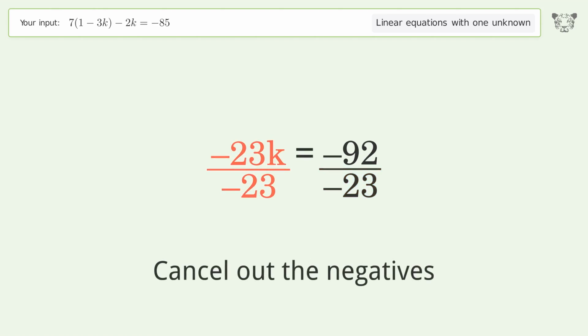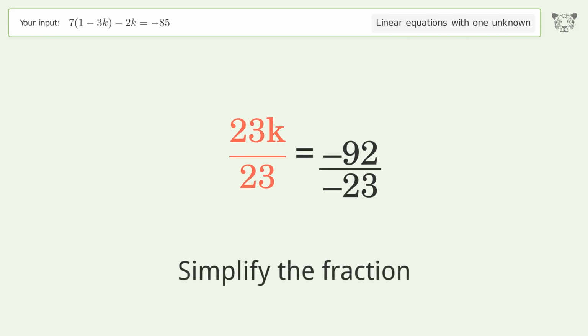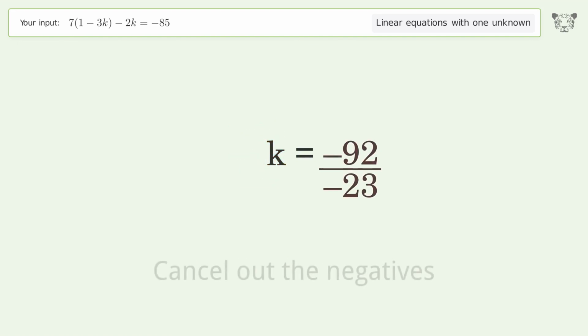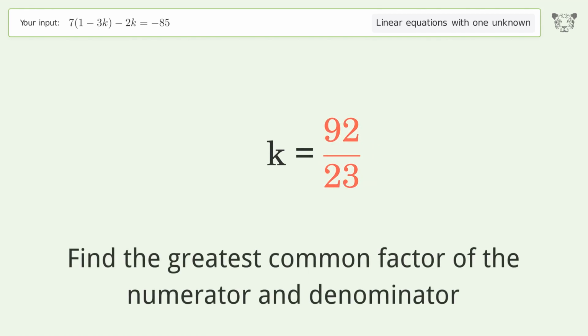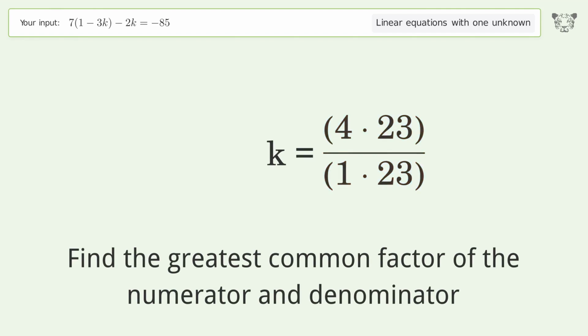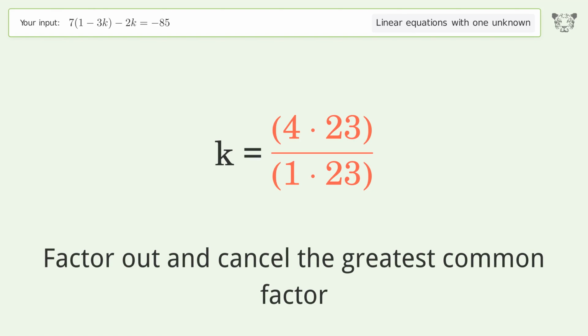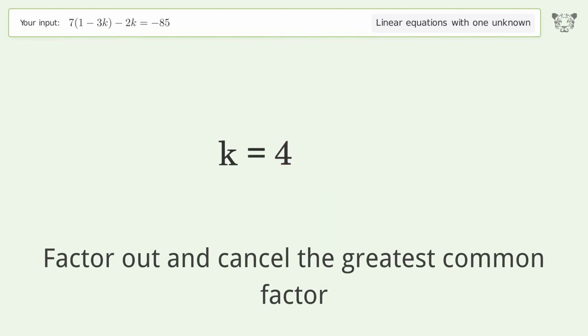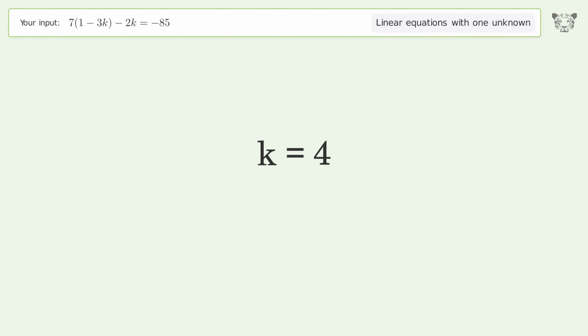Cancel out the negatives. Simplify the fraction. Cancel out the negatives. Find the greatest common factor of the numerator and denominator. Factor out and cancel the greatest common factor. And so the final result is k equals 4.